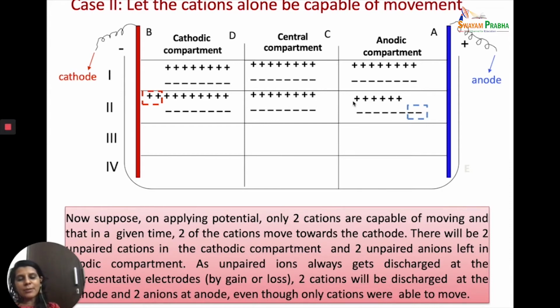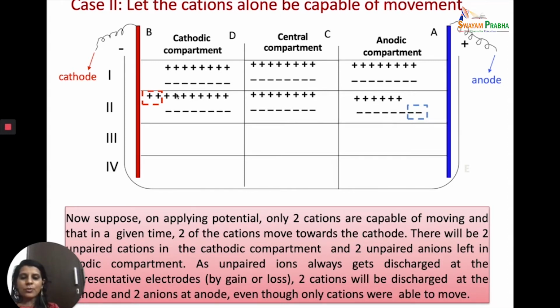Now in the central compartment, the two cations came into the central compartment from the anode and they moved out to the cathodic compartment. But the number of cations remains the same. So the loss of the cation does not take place in the central compartment, because 2 came from the anode and then 2 moved to the cathode. So the central compartment has the same number of cations as it had. But in the cathodic compartment, you have 2 extra cations.